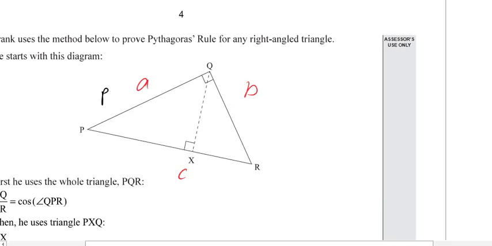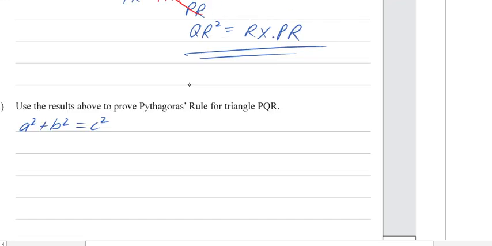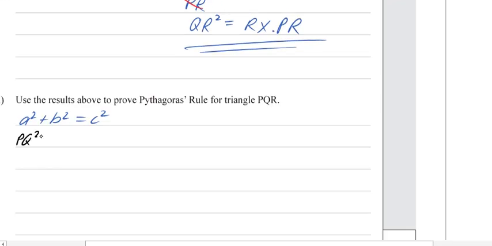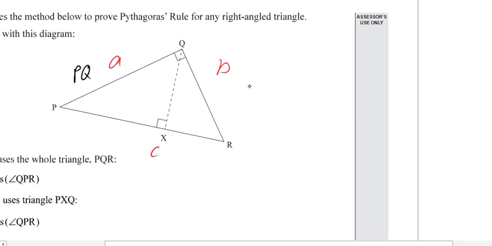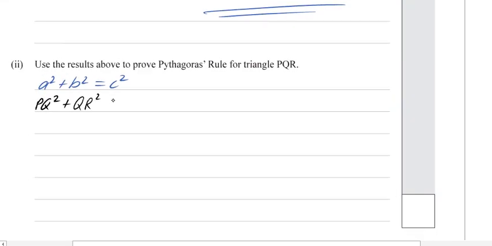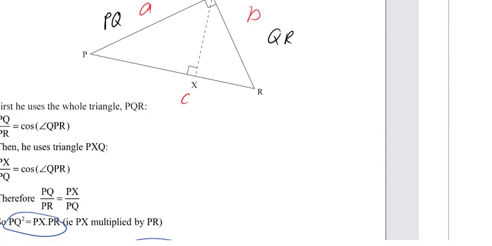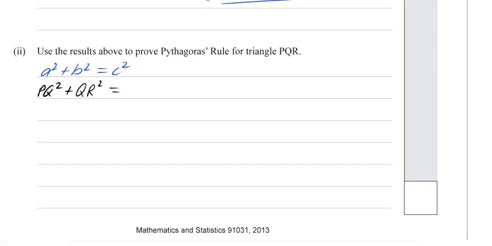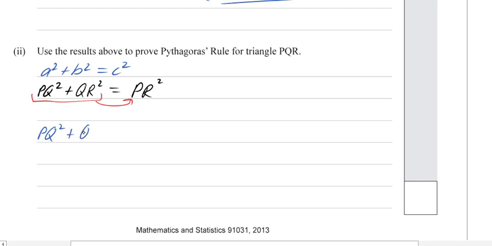So this side here is PQ. So I'm going to write that underneath, PQ squared. B is QR. So I'm going to write that out underneath, QR squared. And that's equal to PR squared. Now this isn't showing anything, but if I write down this, and after some working it ends up being this, then I've showed something. So that's what I'm going to do. I'm going to write out PQ squared plus QR squared, and then write out something else that's equivalent to.